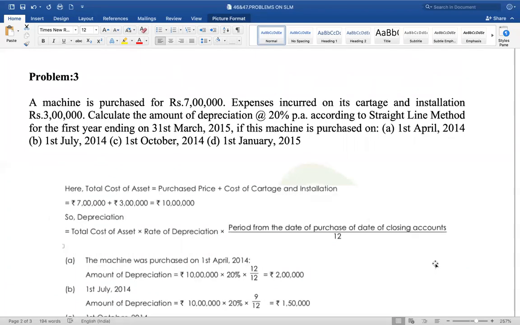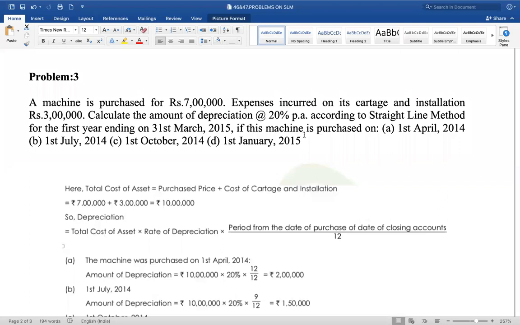Sometimes there may be twisty questions like this. Look at this question. A machine is purchased for rupees 7 lakhs. Expenses incurred on its cartage and installation are 3 lakhs. These are all total expenses, and the total cost comes to 3 plus 7, 10 lakhs. Calculate the amount of depreciation at 20% per annum according to the straight line method, SLM, for the first year ending 31st March 2015.